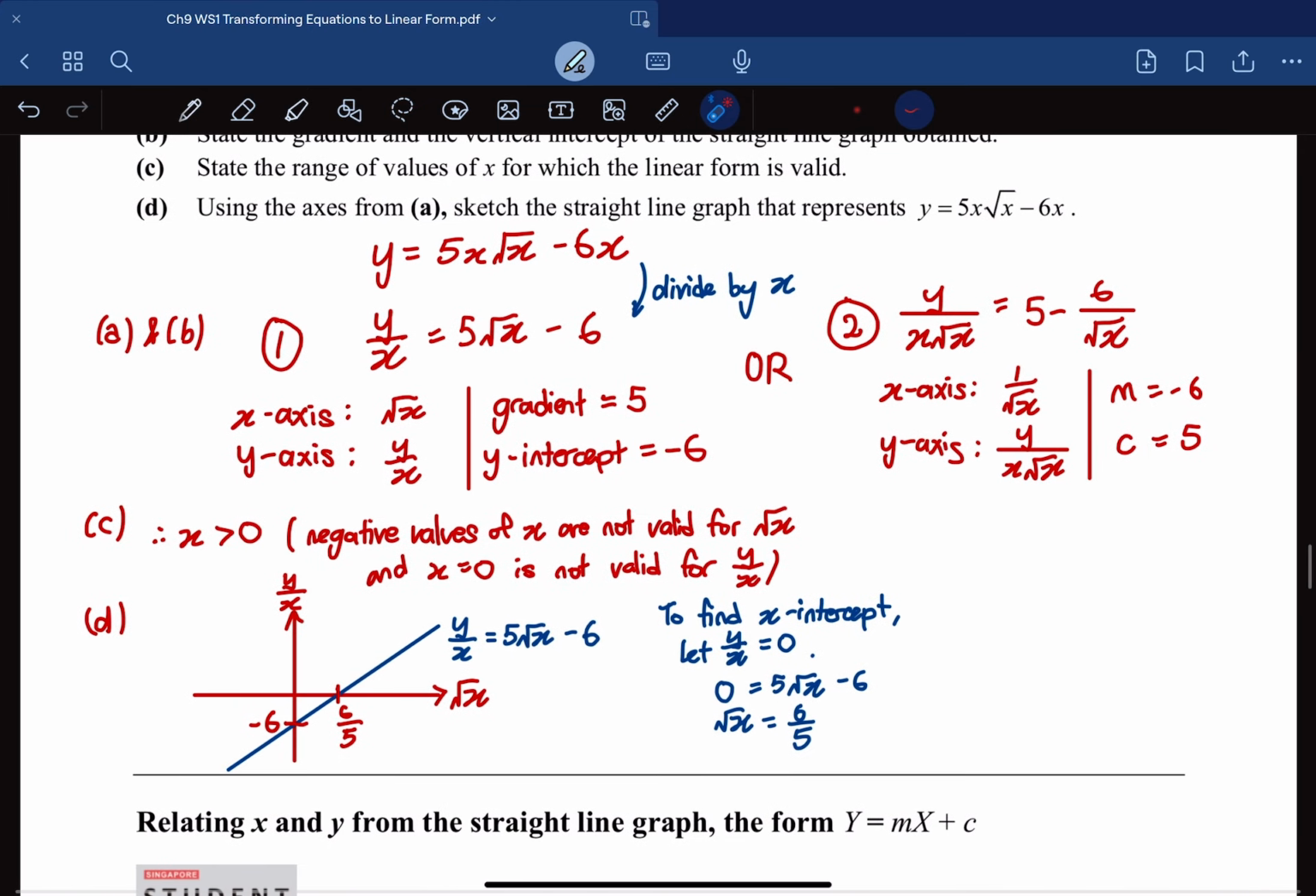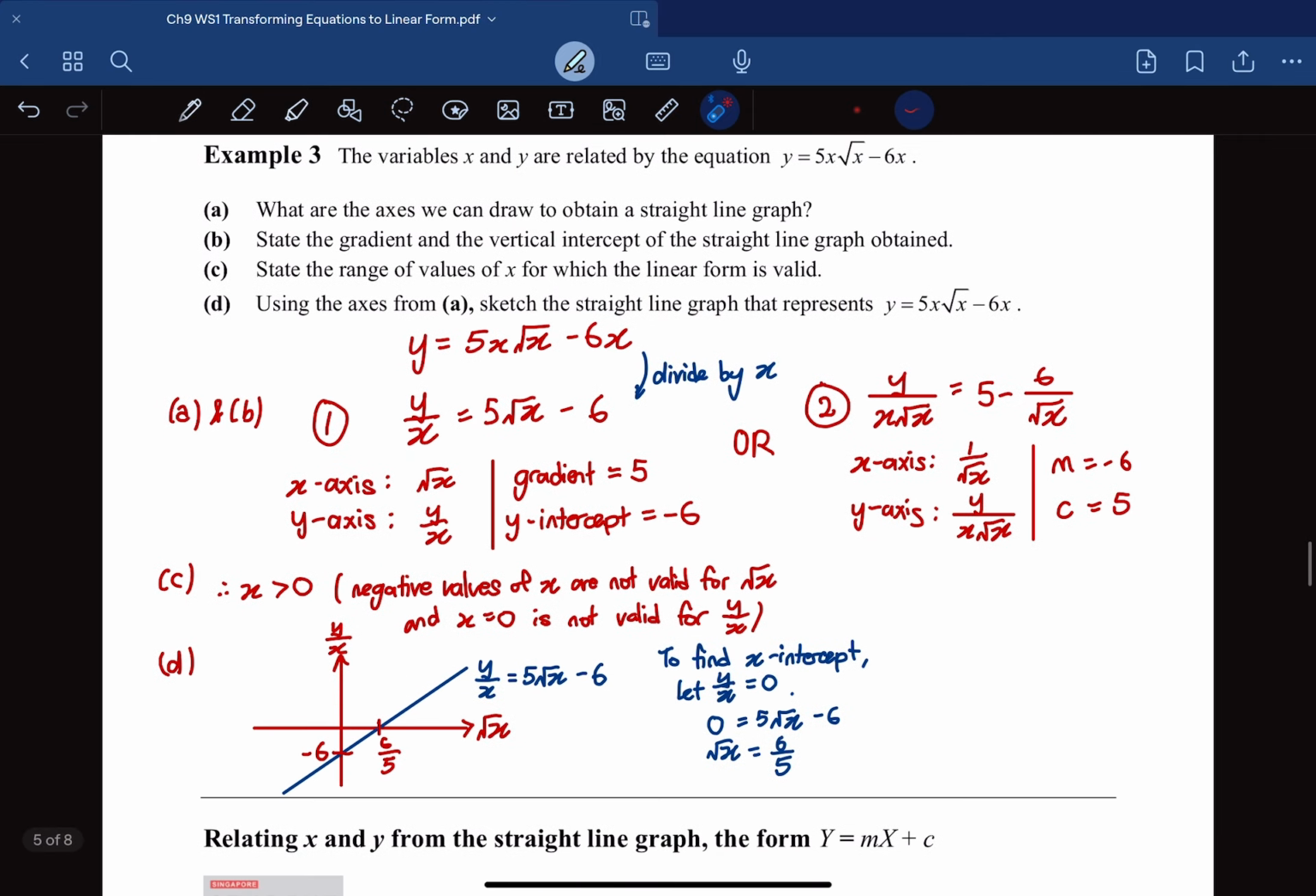Okay, part 2, if you want to use this, you can, as long as you check that your intercepts and how you find them are the same, meaning that how you label your x and y intercept, your y-axis and x-axis are also labeled correctly. Okay, so this is for example 3. Let's look at example 4 now.